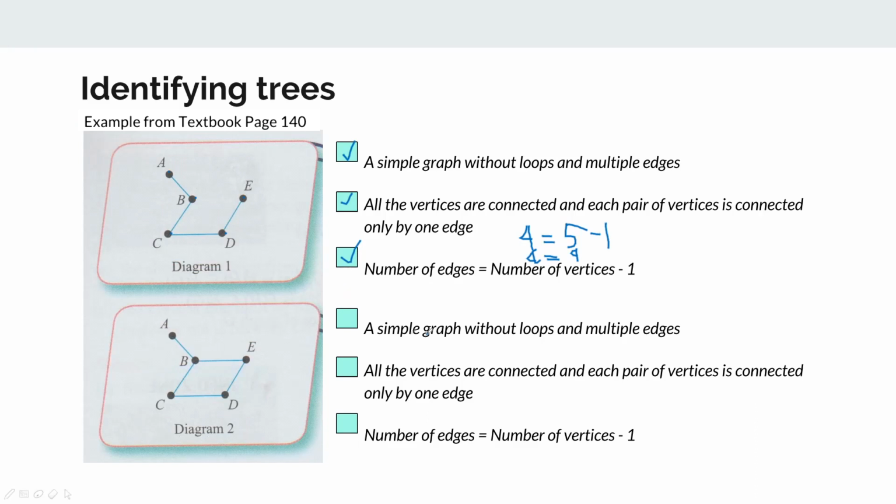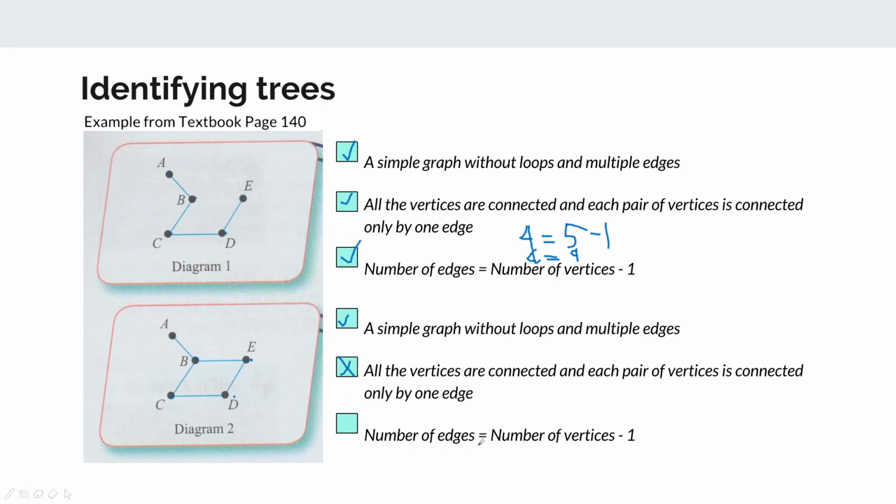Now we move on to diagram 2: a simple graph without loops and multiple edges. Yes, this is correct. However, for the second one, all the vertices are connected. Even though this is true, the other requirement is each pair of vertices is connected only by one edge. However, this is not a tree because vertex B and vertex E can be connected in two ways, BE or BCDE. Since there are multiple ways to connect vertex B and vertex E, this is wrong. It is not connected only by one edge.